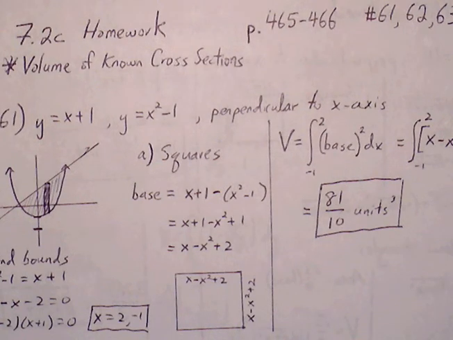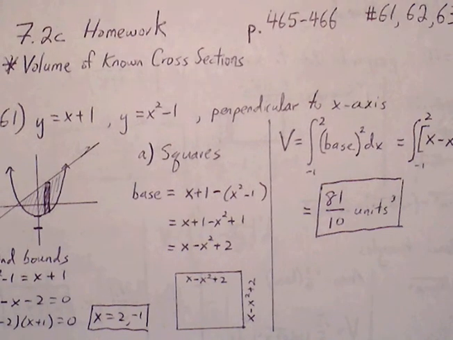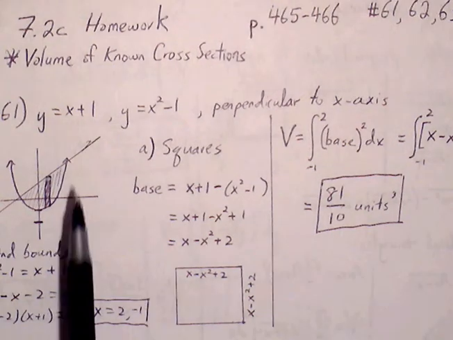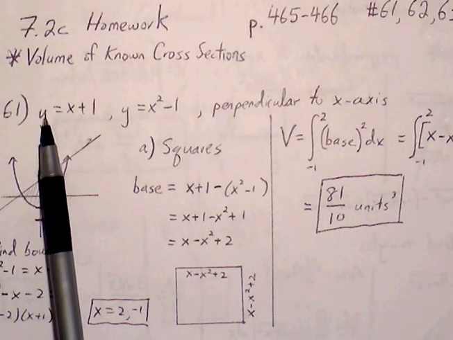Let's go over homework for section 7.2c. This is a volume of known cross sections. So 61. We start off finding the shaded region.